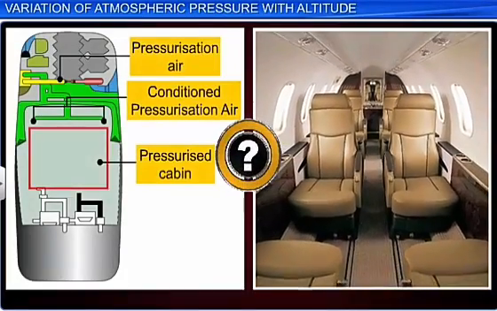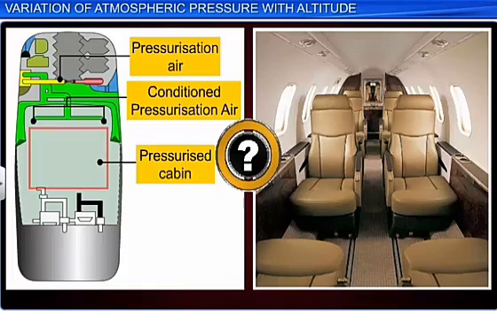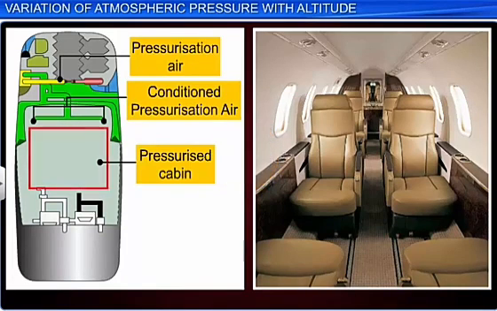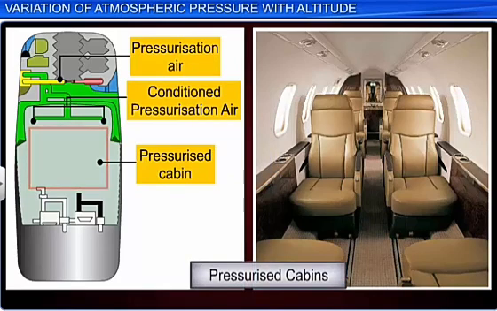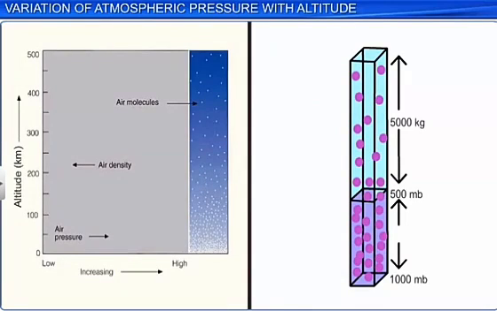So, what about aircraft? Why doesn't your nose bleed when you fly in an aeroplane? This is because aircraft have pressurized cabins that have sufficient air pressure to safeguard the passengers. Thus, atmospheric pressure decreases with altitude due to the decrease in the height of the air column, which causes a linear decrease in atmospheric pressure, and the decrease in the density of air, which also leads to a decrease in atmospheric pressure.